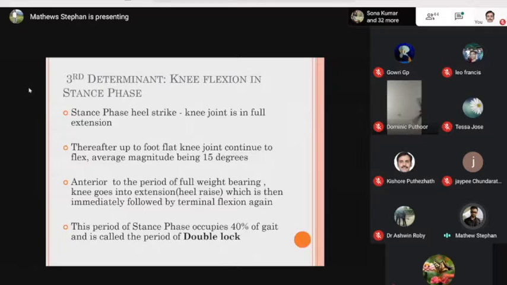Next, coming to the third determinant, that is the knee flexion in stance phase. In stance phase heel strike, the knee joint is in full extension. Thereafter, up to foot flat, knee joint continues to flex and at an average magnitude being 15 degrees. Prior to the period of full weight bearing, knee goes into extension, which is then immediately followed by terminal flexion again. This period of stance phase occupies 40% of the gait, and it is called the period of double lock.